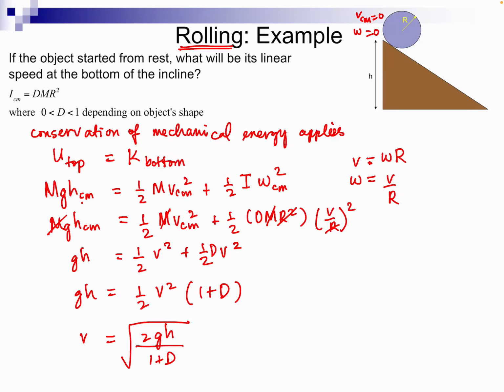Okay, so you win some, you lose some. You don't have to worry about friction in the sense that you don't have to worry about energy dissipated, but you have to then worry about translational kinetic energy plus rotational kinetic energy during rolling motion. All right, conservation of energy is still conserved in each case.